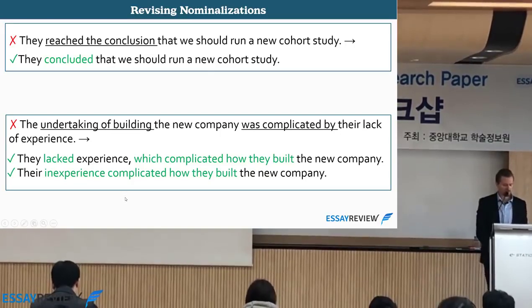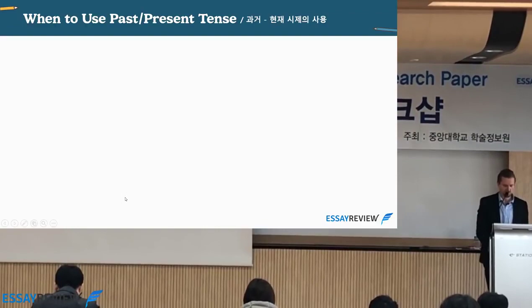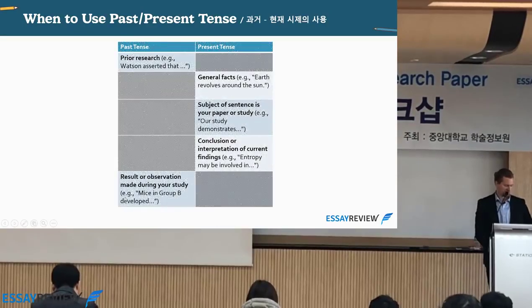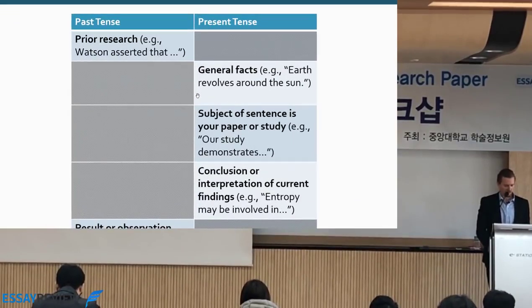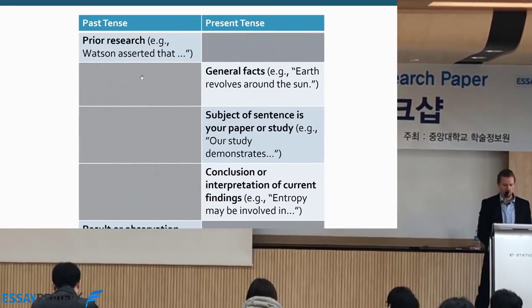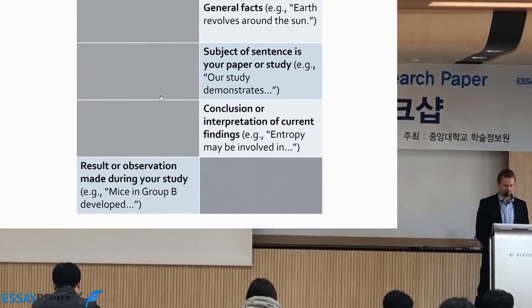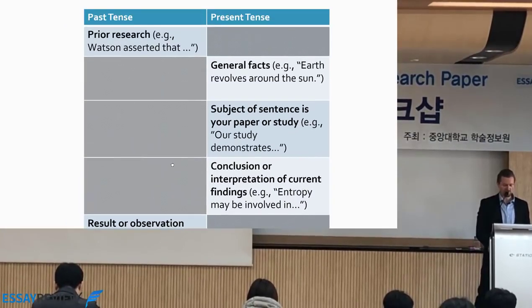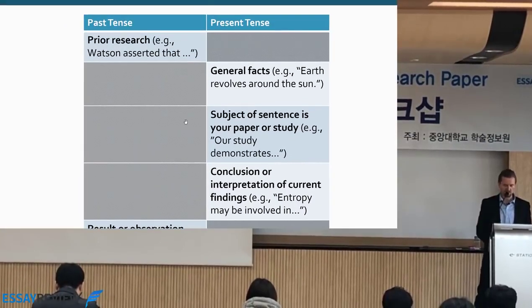Okay, and last we'll just review past and present tense, when to use either. We've got about a minute before break, and then we'll give you 10 minutes. Generally, past tense is used in prior research or for the results or observations made in your study. Prior research: "Watson asserted that mice in group B developed..." So these are the actual things you see in the study.